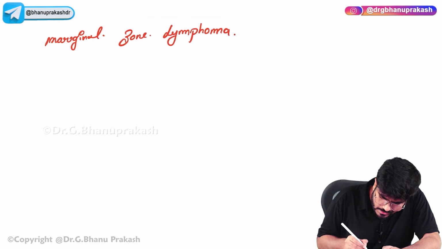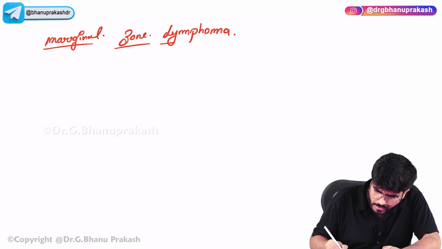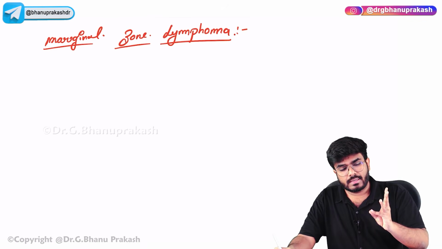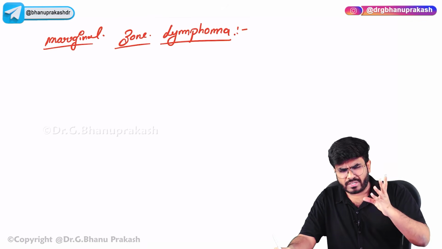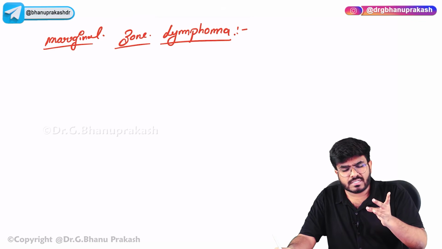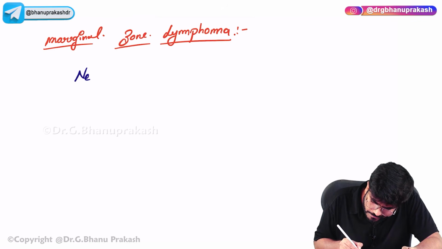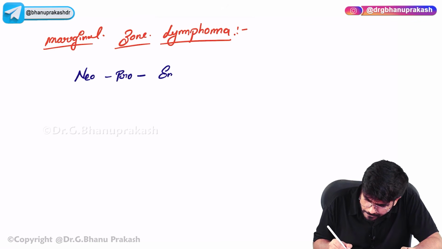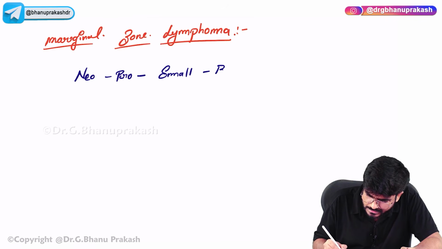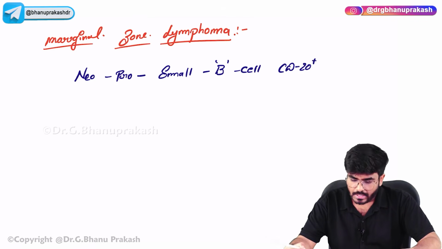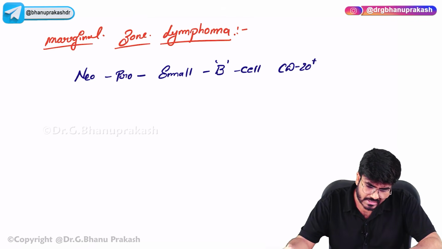Okay, marginal zone lymphoma. So what exactly is the problem with the marginal zone lymphoma? Follicular lymphoma, marginal zone lymphoma, mantle cell lymphoma, all these are cancers of neoplastic proliferation of small B cells, which are again CD20 positive. Now what exactly is the problem with the marginal zone lymphoma?